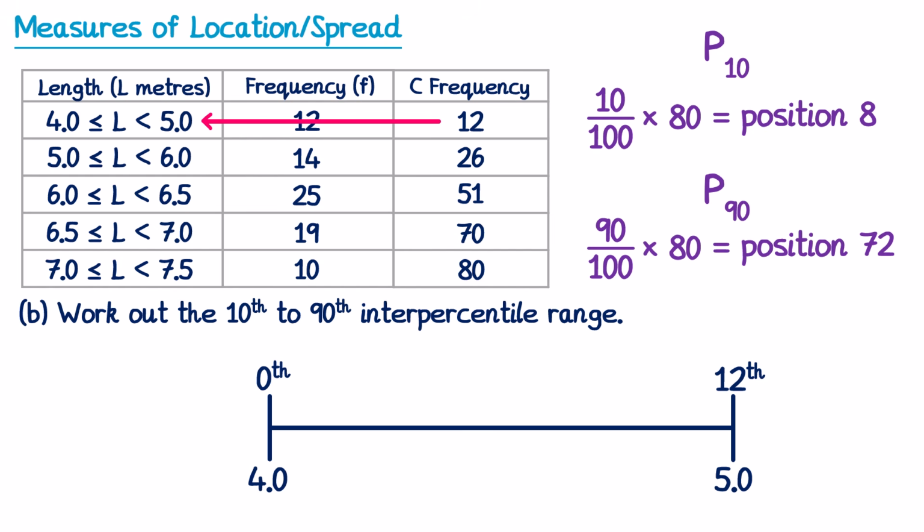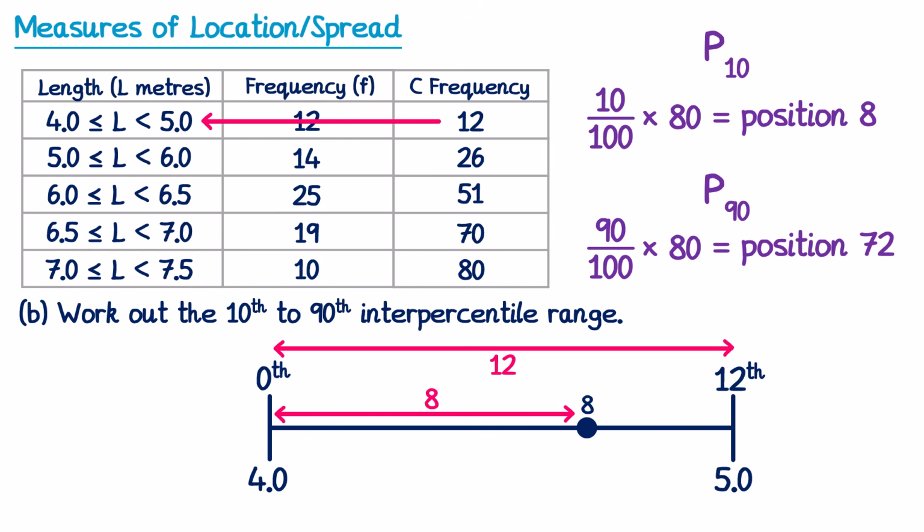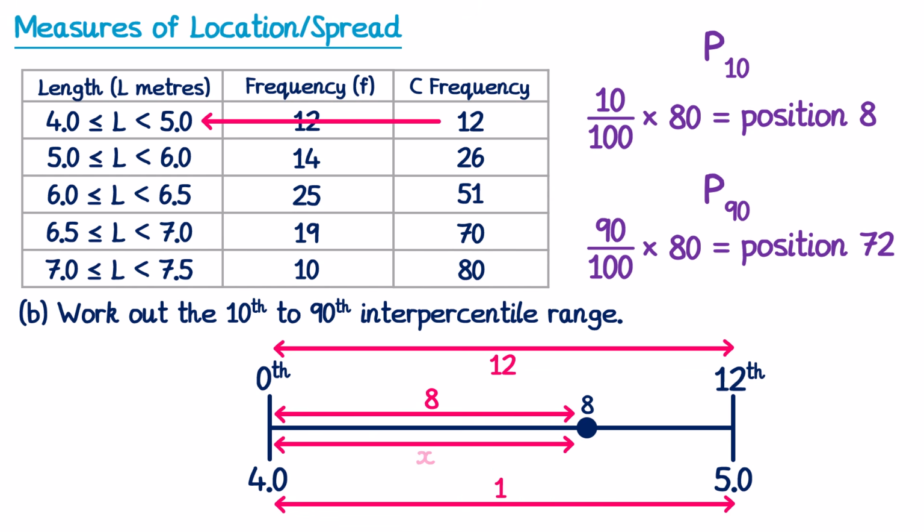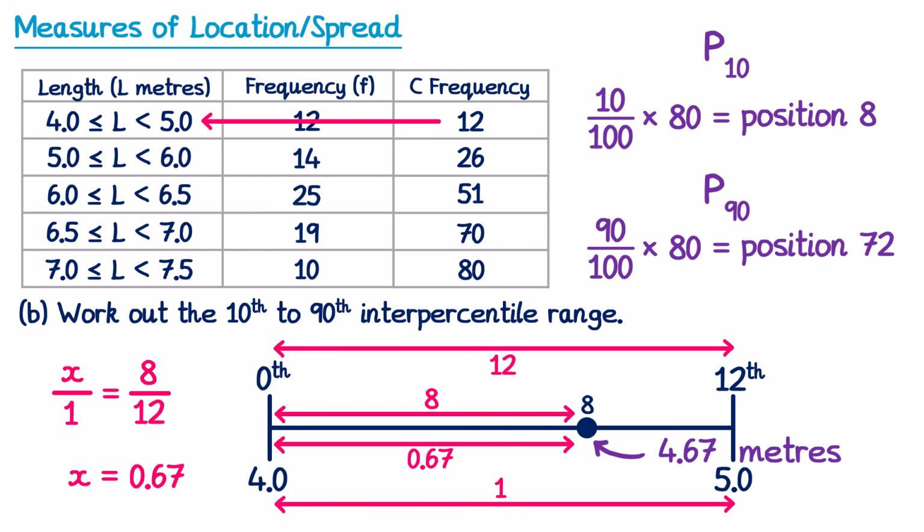Then we mark on the value we're looking for, which is position 8. Then we just do as before. The difference between these is 12 take 0, which is 12. The difference between these is 8 take 0, which is 8. The difference here is 5 take 4, which is just 1, and then we mark on the value for x. When we set up the equation, x over 1 equals 8 over 12, and we solve this to get an x value of 0.67 if we round it off. So that's the value of x, and we can find the value we're after by adding 4 and 0.67, which is 4.67 meters. So we found P10 at 4.67 meters.